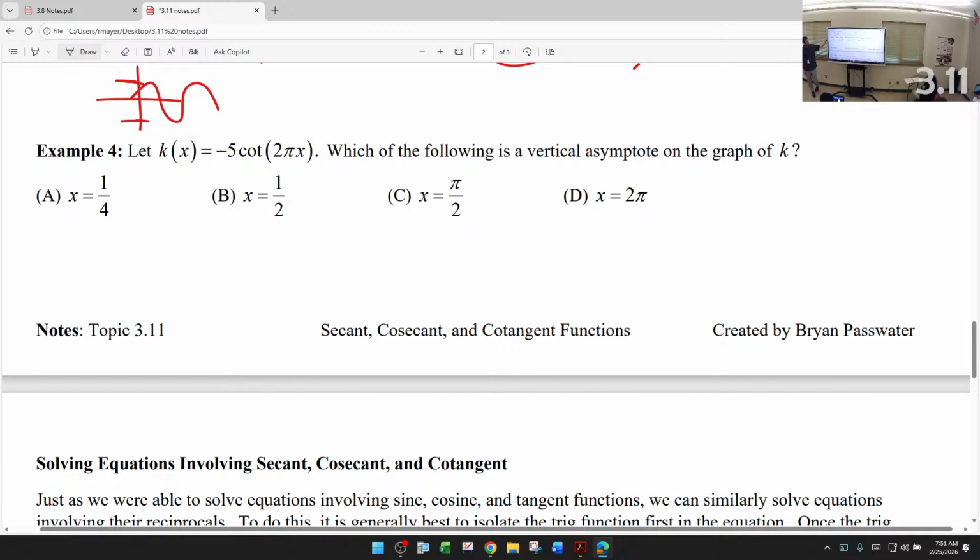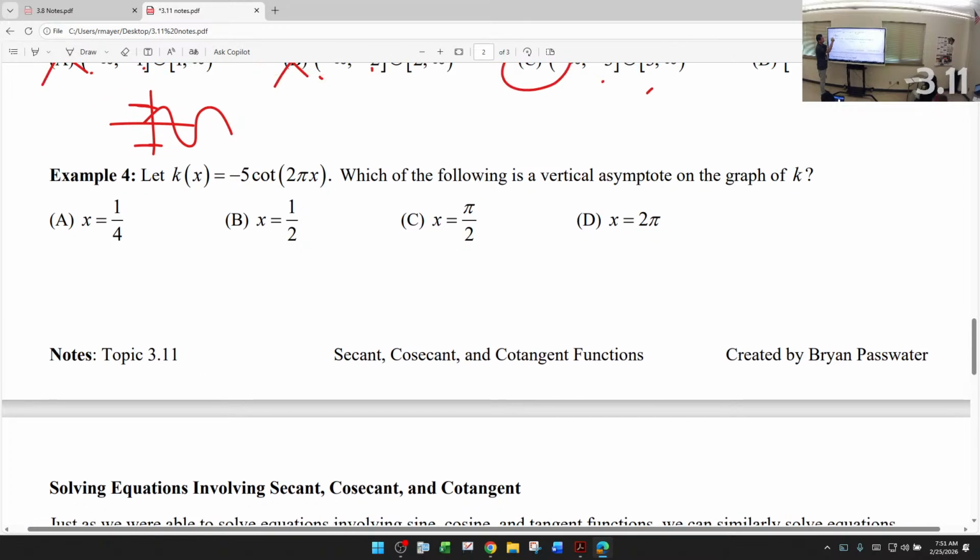Which of the following is a vertical asymptote for cotangent? Cotangent. Okay, start thinking. Cotangent is cosine over sine. So I worry about when sine is 0.